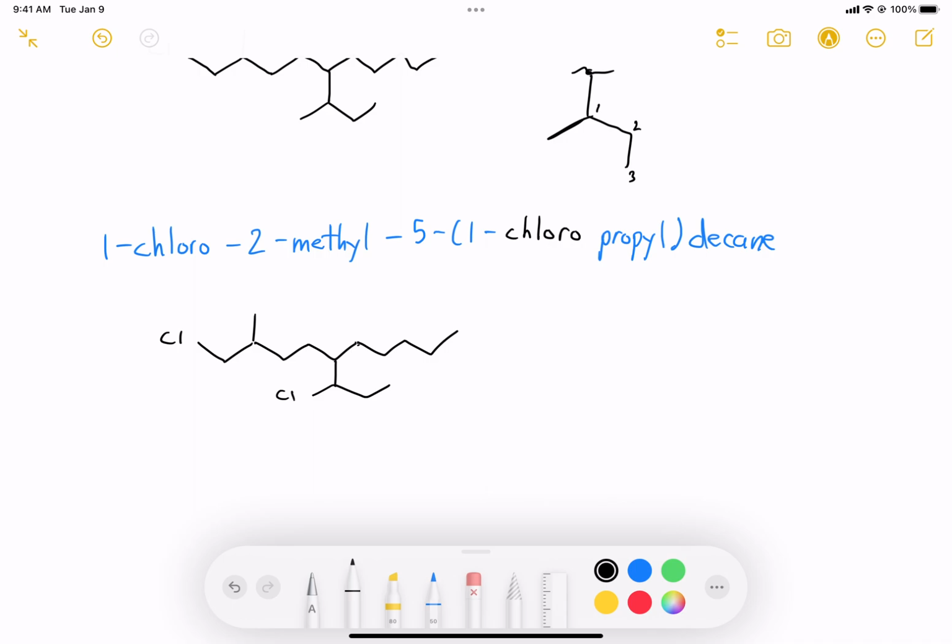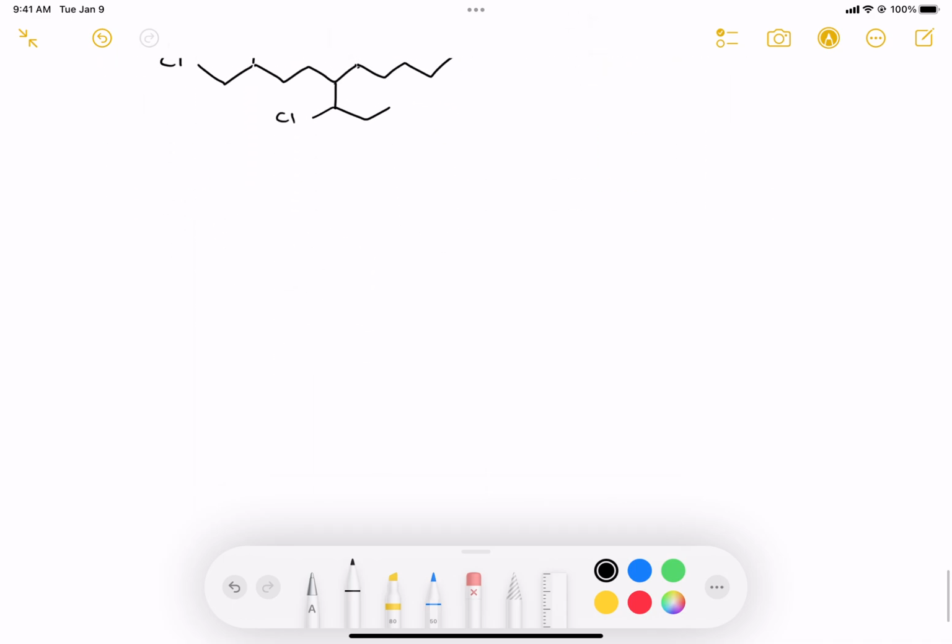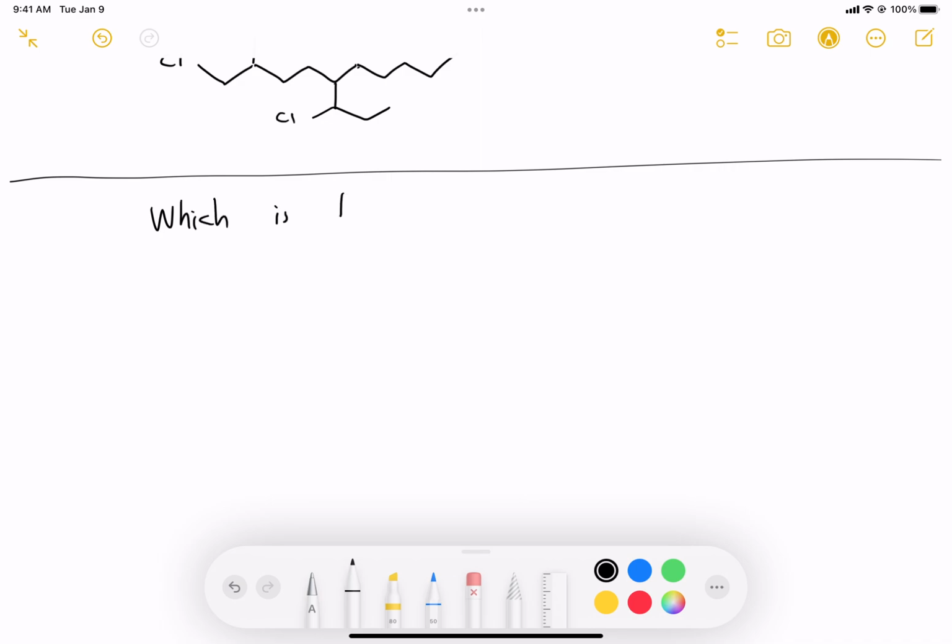What else should we go over? That's enough nomenclature, I think. So we probably should go over some acids and bases. Which is the most basic? I'll show you some compounds here.